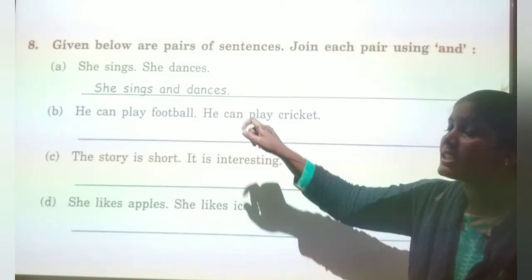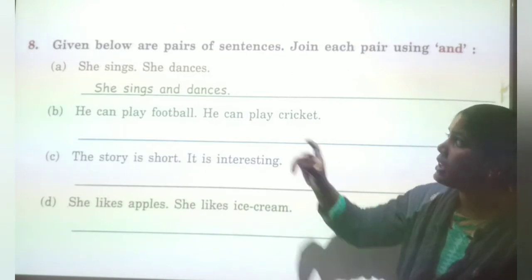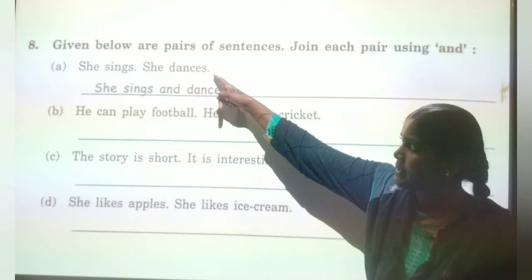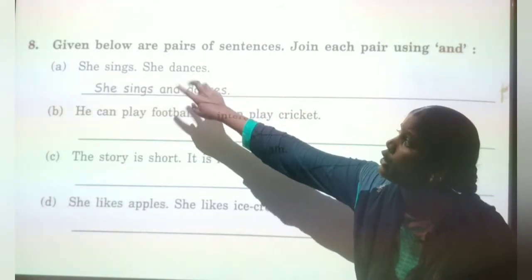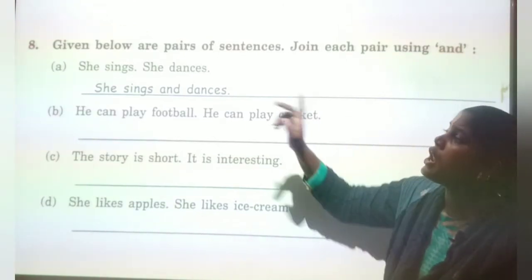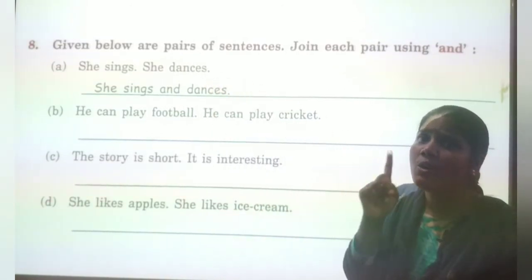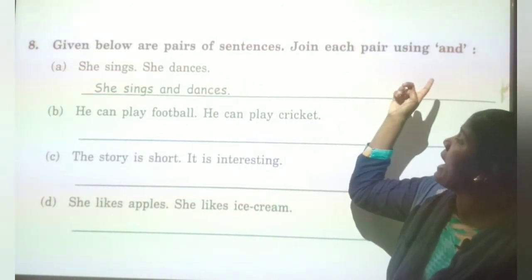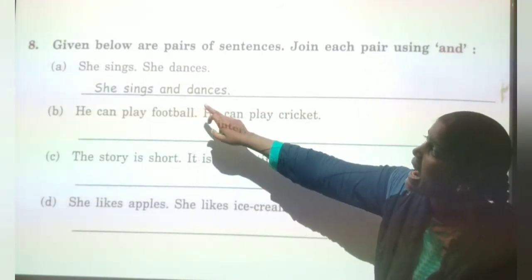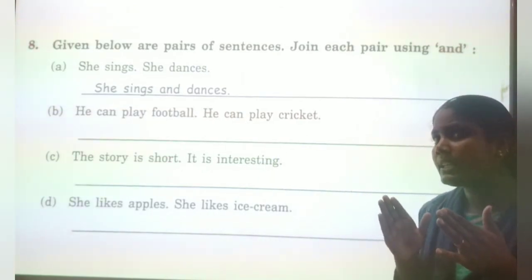She sings. There is a full stop, so that is one sentence. And she dances. Again full stop. This is one sentence. So here there are two sentences: she sings, she dances. Now we are going to make these two sentences one sentence using and as a conjunction. So now: she sings and dances. Now the sentence is small and easy also.